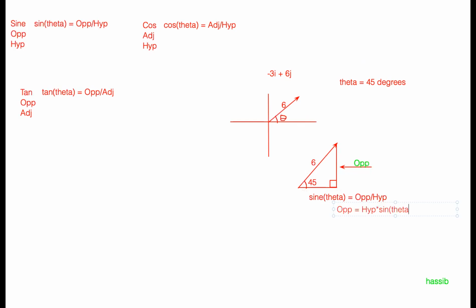And then see if you could put that in a calculator. All right. So the hypotenuse that we have is 6, and we have to multiply it by the sine of 45, and that will give us 4.24. All right, so you said 4.24? Yeah.